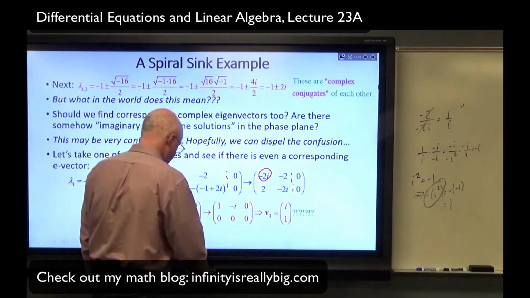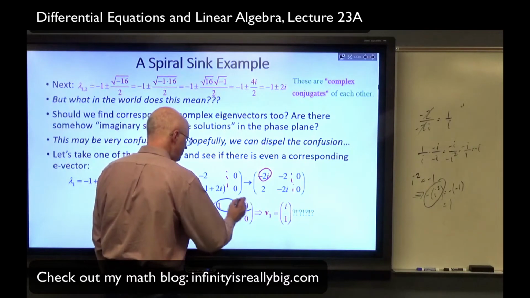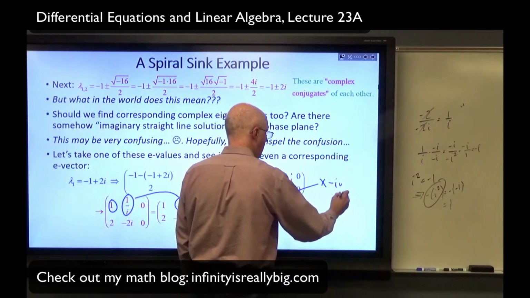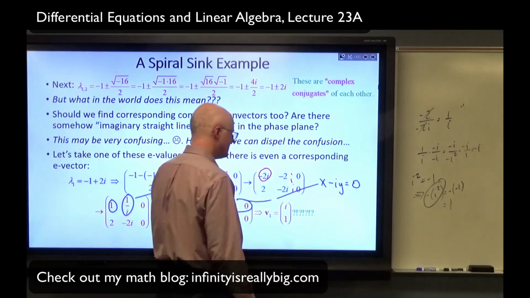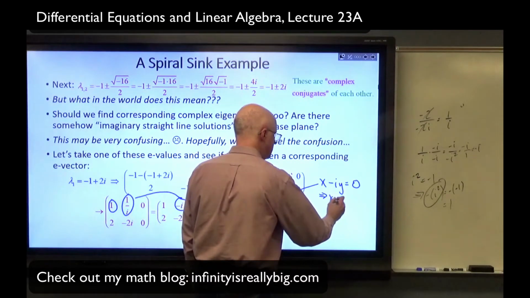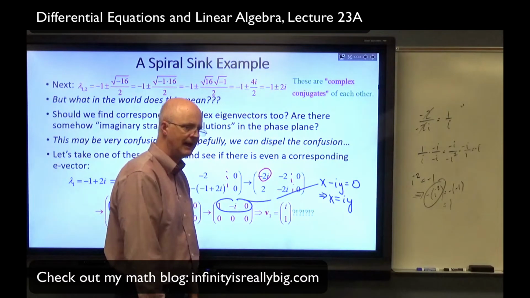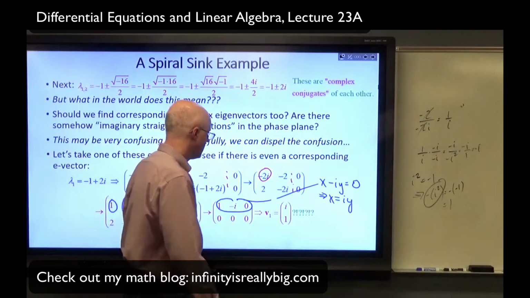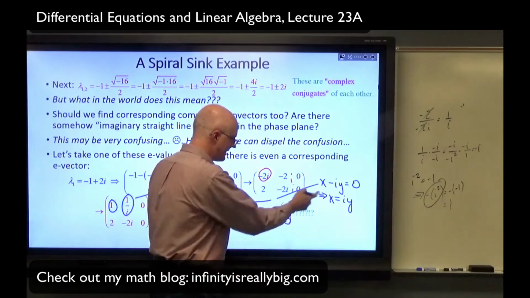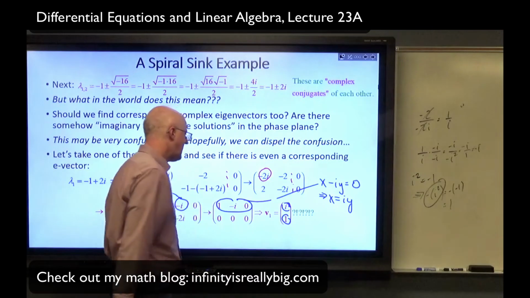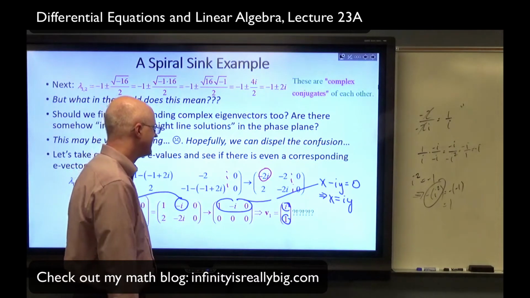And I guess this would be equivalent here to the equation x minus iy equals 0. So x would be i times y, and if y is a free variable, and I pick it to be, say, 1, like that, I guess that means x is i times 1, x is i. Oh, we got a complex eigenvector.